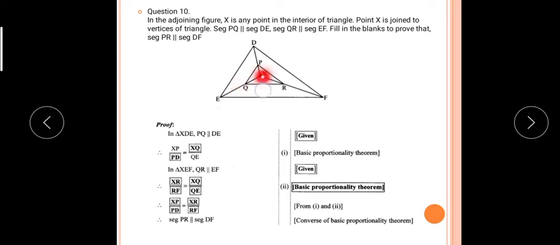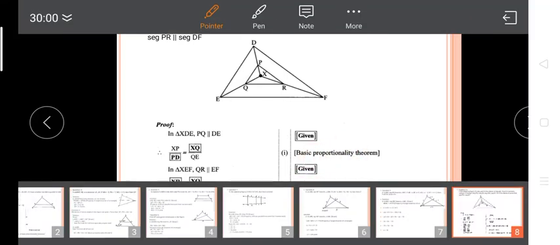So XQ upon QE is common. So what can we say? From first and second, XP upon PD is equal to XR upon RF. And therefore, by the converse, if a line divides two sides of a triangle in equal proportion, then that line is parallel to the third side of the triangle, and this is the converse of the basic proportionality theorem. We can say that PR is parallel to DF. Understood? So both theorems we use in this question.